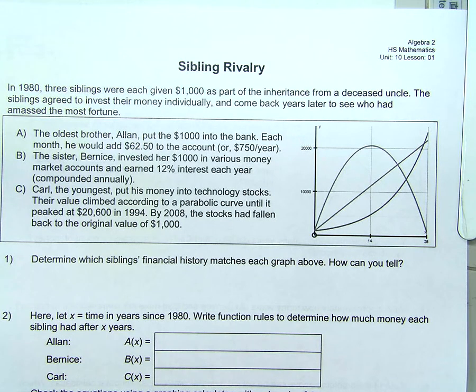Each month he would add $62.50 to the account, or $750 per year. The sister, Bernice, invested her $1,000 in various money market accounts and earned 12% interest each year, which is compounded annually. Carl, the youngest, put his money into technology stocks. Their value climbed according to a parabolic curve until it peaked at $20,600 in 1994. By 2008, the stocks had fallen back to their original value of $1,000.